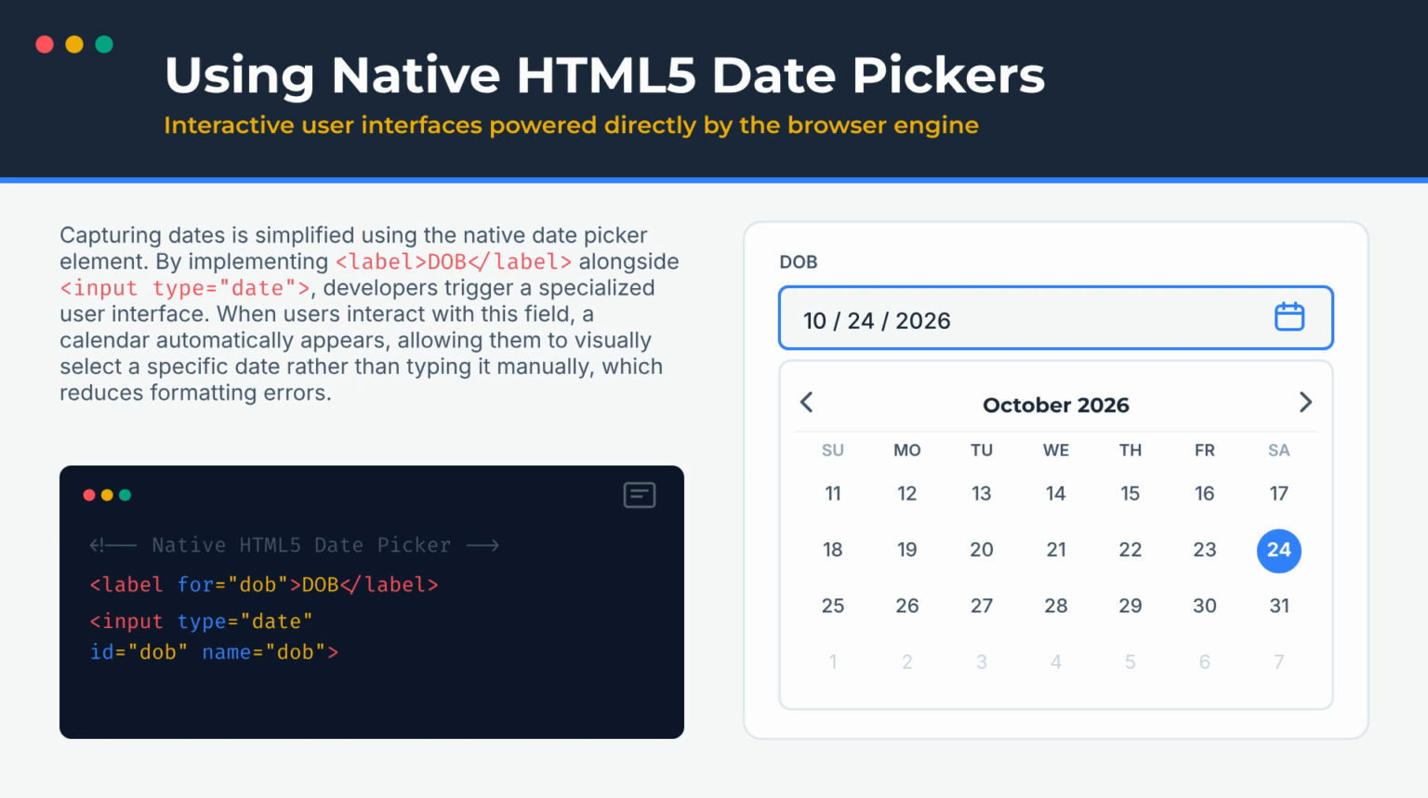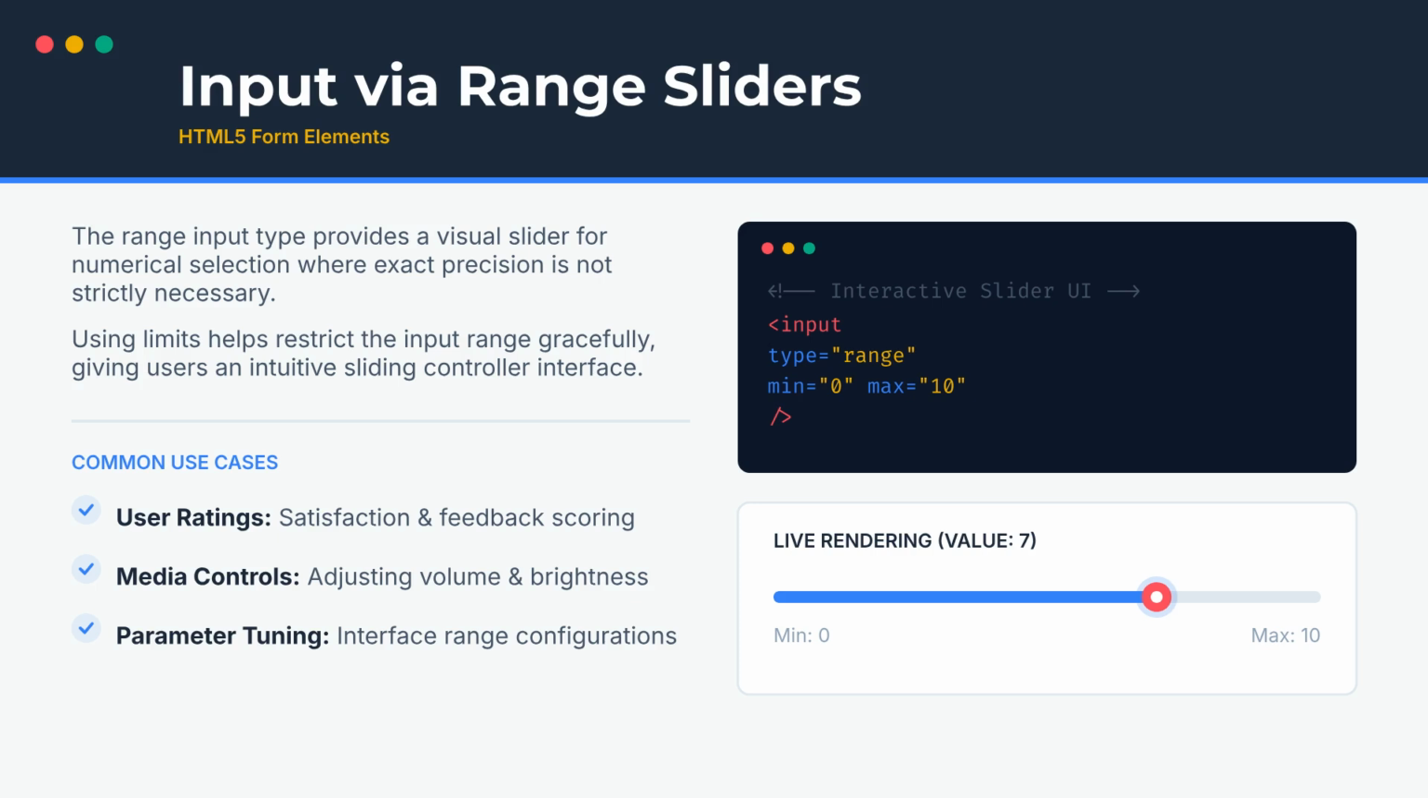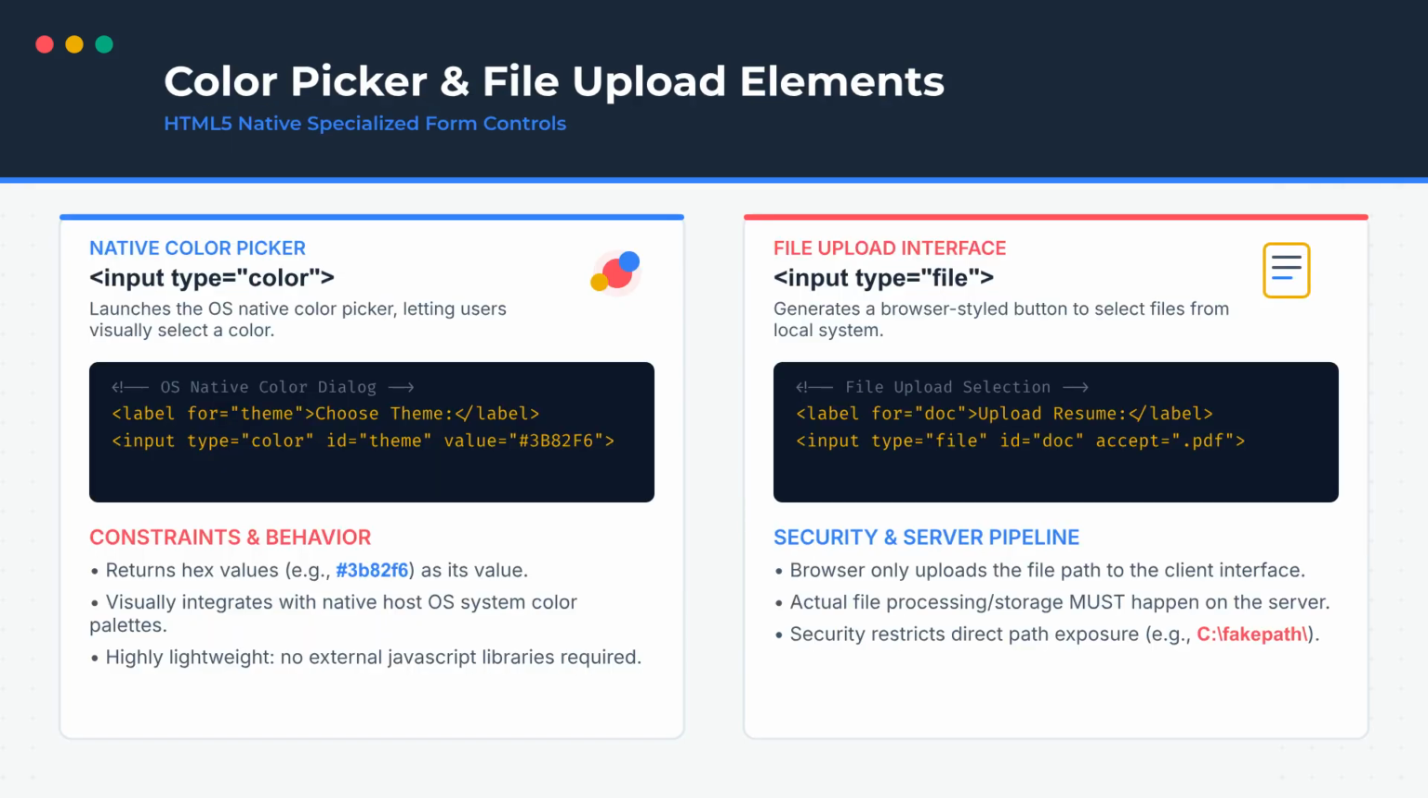The date input type triggers a native calendar picker, making it easy for users to select dates visually and reducing errors compared to manual typing. Range sliders offer an intuitive interface for selecting values when exact precision isn't required, such as in volume controls or feedback ratings. The color picker and file upload elements provide specialized, native interfaces. Keep in mind that for file uploads, processing must always be handled securely on your server.